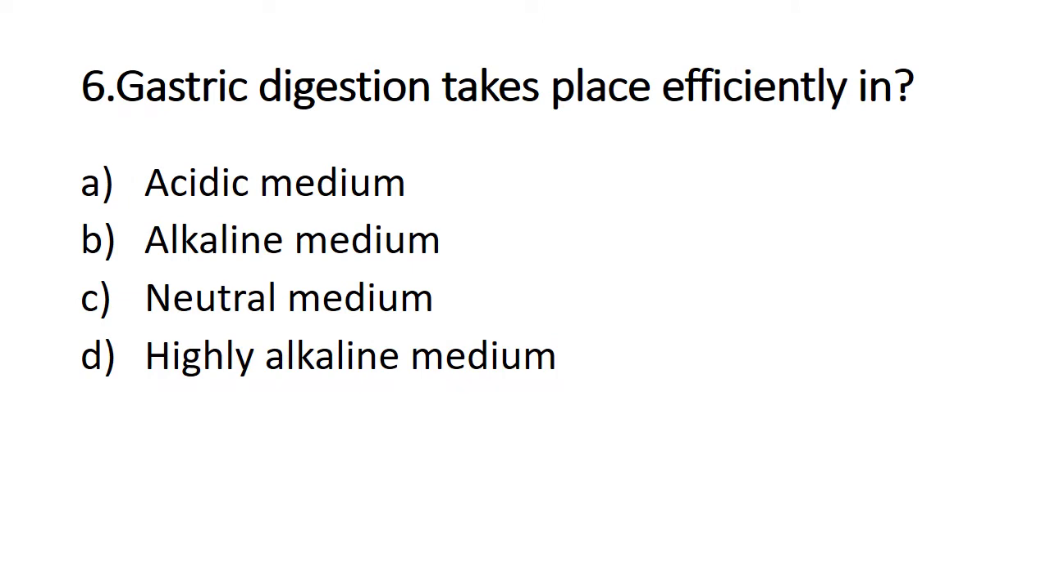Gastric digestion takes place efficiently in A. Acidic medium, B. Alkaline medium, C. Neutral medium, or D. Highly alkaline medium. So, the correct answer is option A. Acidic medium. Gastric digestion takes place in acidic medium. Let's move on to the seventh question.